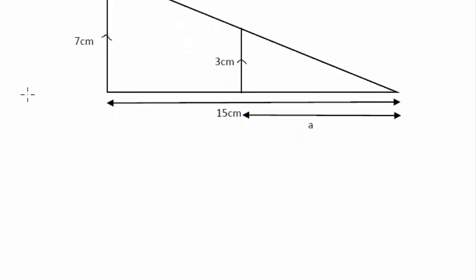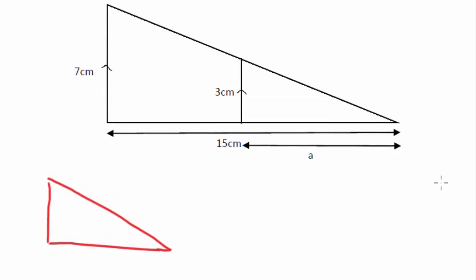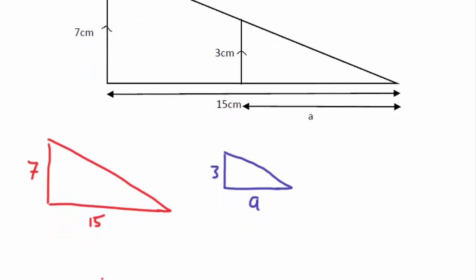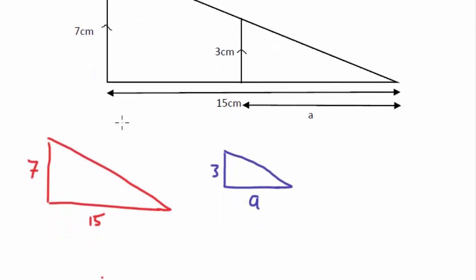So the good thing to do is to actually just redraw these triangles out. I'll try and do it neatly with this. Redraw these triangles out. Again, this isn't to scale to the one above. And then just write down the measurements. So that's 7, that's 15, and I'll do the smaller one. So that's A, and that's 3. What they're asking you is to work out what A is.